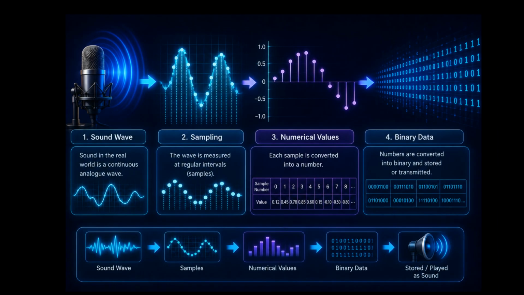Sound begins as a continuous wave. The computer measures the wave at regular intervals. These measurements are called samples. Each sample is converted into a numerical value. Those numbers are then changed into binary. The binary data is stored or played back as digital sound.